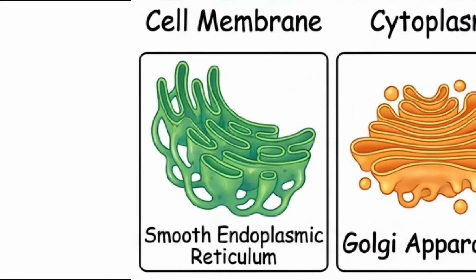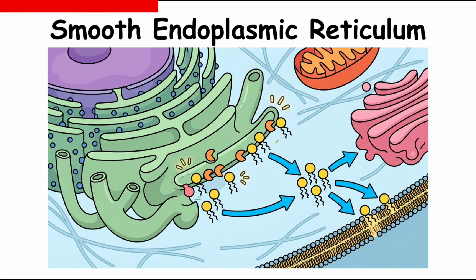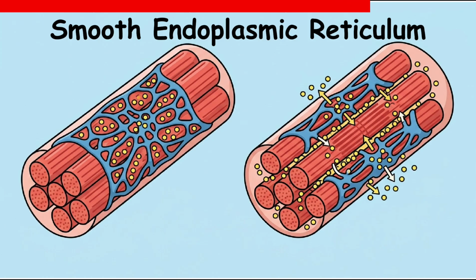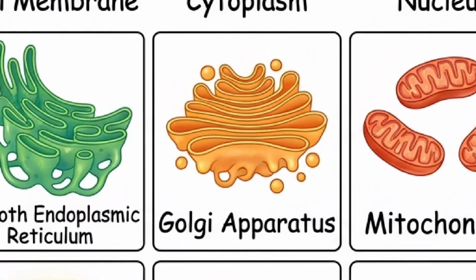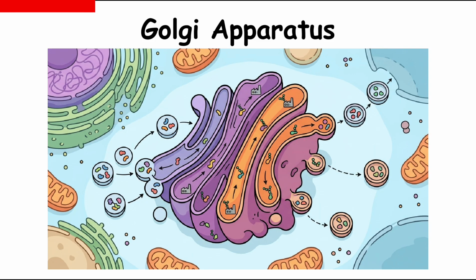Smooth endoplasmic reticulum. The smooth endoplasmic reticulum is another part of the endoplasmic reticulum network, but it lacks ribosomes on its surface. It is involved in producing lipids, including molecules used to build cellular membranes. It also participates in detoxification and chemical processing, particularly in certain cells, such as liver cells. In muscle cells, a specialized form called the sarcoplasmic reticulum stores and releases calcium ions, which are essential for muscle contraction.